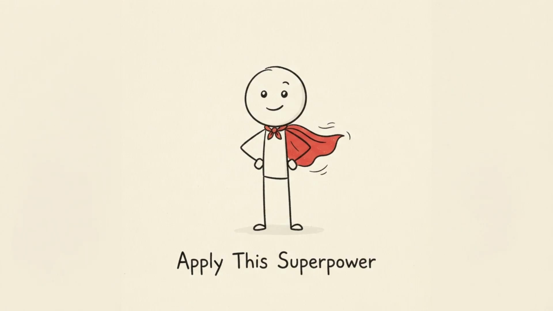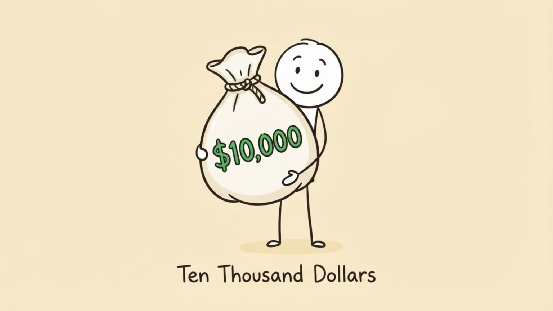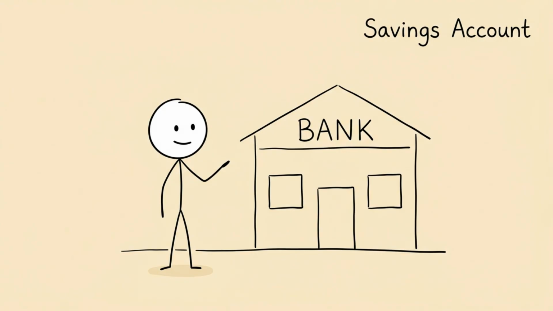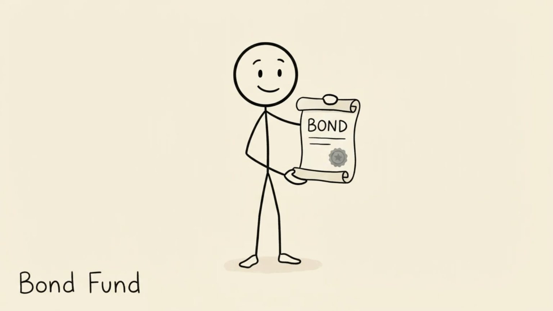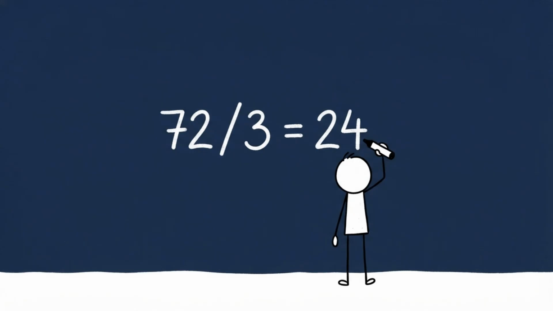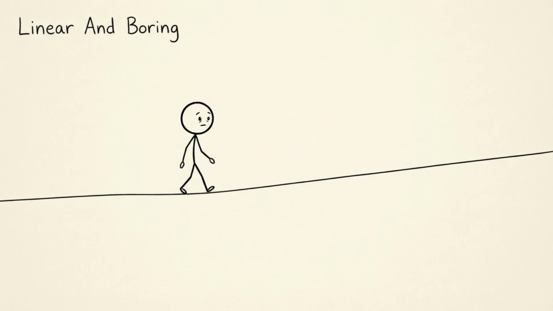So where do you actually apply this superpower? Let's start with the investment aspect, where the rule is most empowering. Imagine you have $10,000 to invest. Let's say you find a safe investment, maybe a traditional high-yield savings account or a generic bond fund, offering a guaranteed 3% annual return. You apply the rule. 72 divided by 3 equals 24. It will take 24 years for your $10,000 to become $20,000. That's linear and boring, but safe.